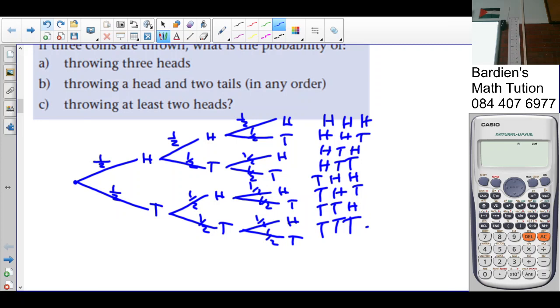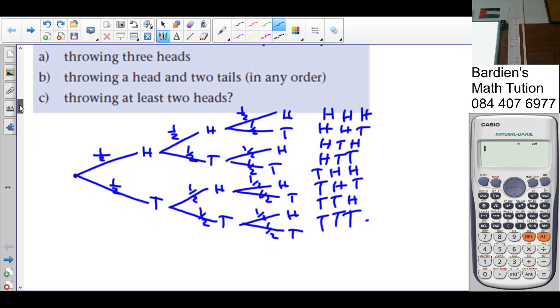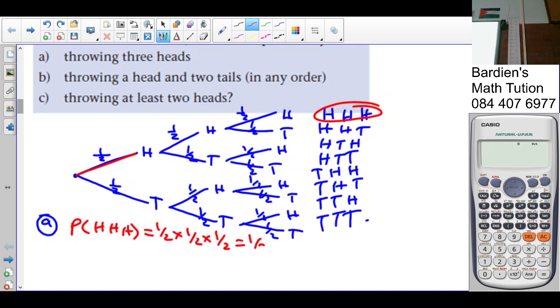Understand? Now the first question says, what is the probability of throwing 3 heads? It's only this one here. So the probability of 3 heads is going to be half times half times half, which is 1 over 8.